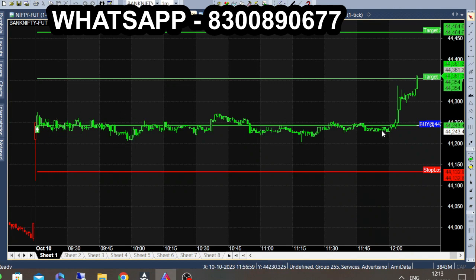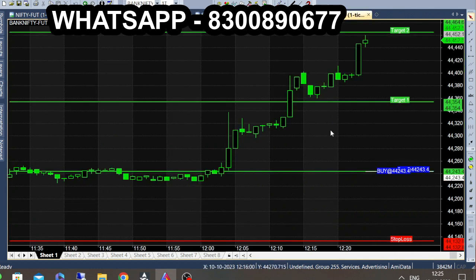As you can see, the entire day it was in a flat momentum, flat market. Sudden phoenix momentum, like that phoenix bird, like that. Sudden some fire happened in Bank Nifty. During this time it broke out the target after some flat 50 point momentum.